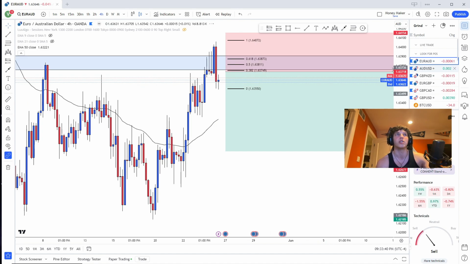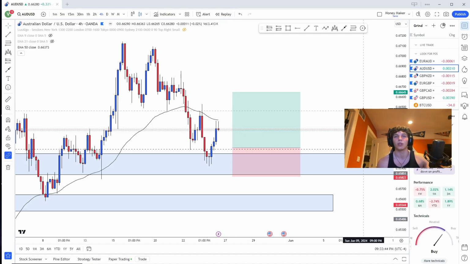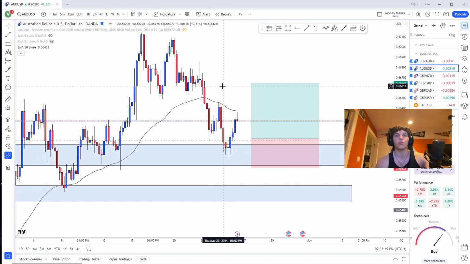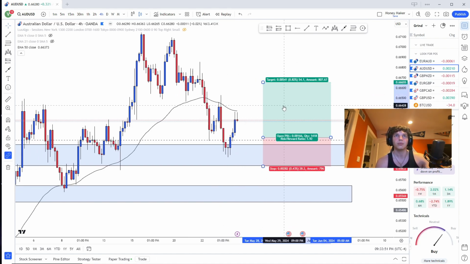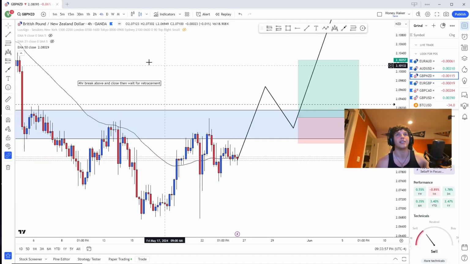So Euro AUD, we're looking for sells. AUD USD, we're looking for longs. So it's a really good confluence when they match up well like that, when they're opposite pairs. It just helps me feel a little safer about them. But yeah, and then we have GBP NZD.